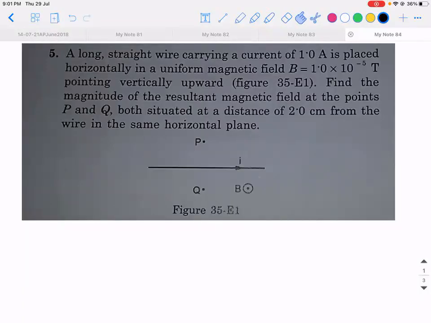Okay. So in this question, a long straight wire carrying a current of 1 ampere is placed horizontally in a uniform magnetic field 1 into 10 to the power of minus 5 Tesla, pointing vertically upwards. Find the magnitude of the resultant magnetic field at the points P and Q, both situated at a distance of 2 centimeters from the wire in the same horizontal plane.